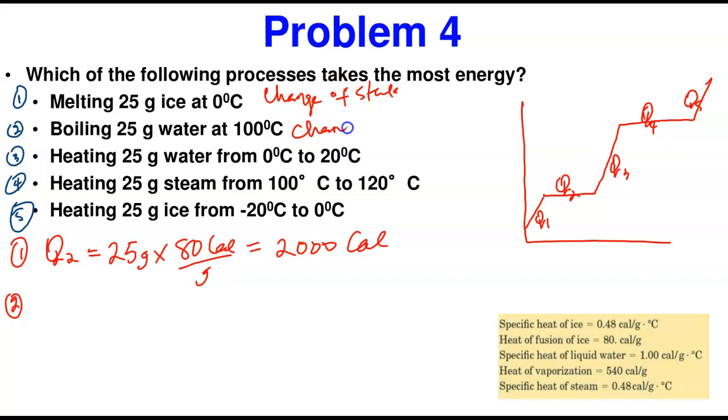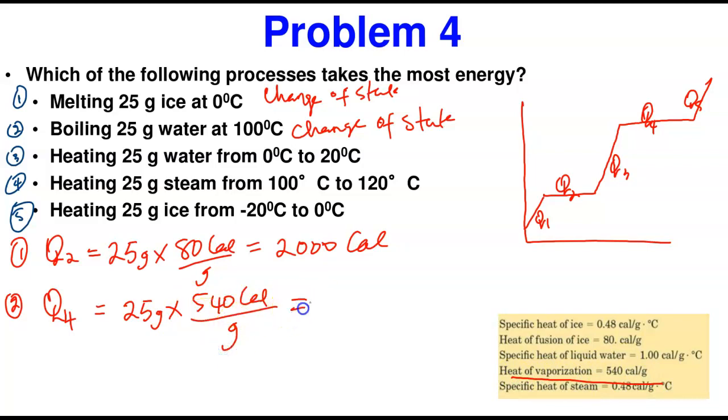This is also a change of state. Here we're looking at Q4, because there's no change in temperature. It's happening at 100 degrees Celsius. So it's going to be 25 grams, multiplied by the heat of evaporation of water, which is 540 calories per gram. When you multiply everything out, you get 13,500 calories. That's exactly what you get there, 13,500 calories.